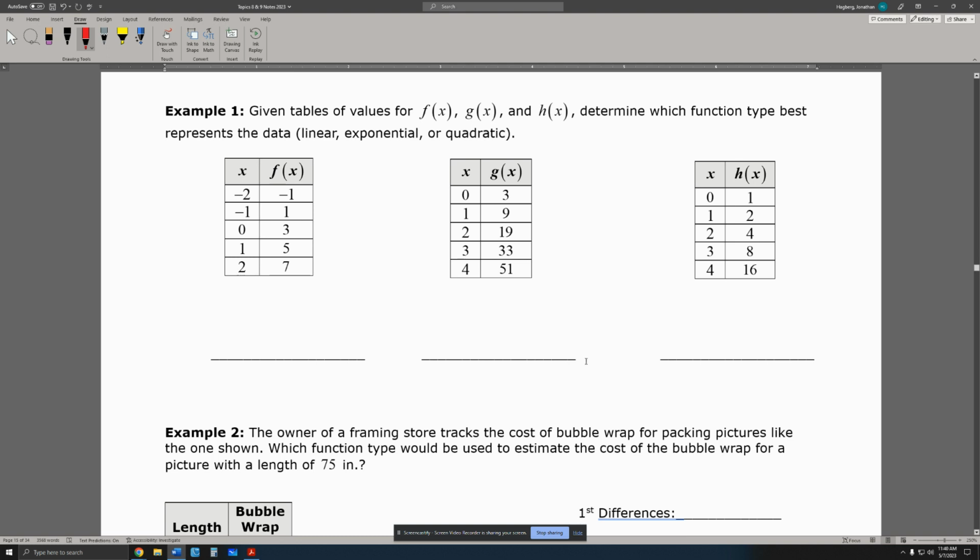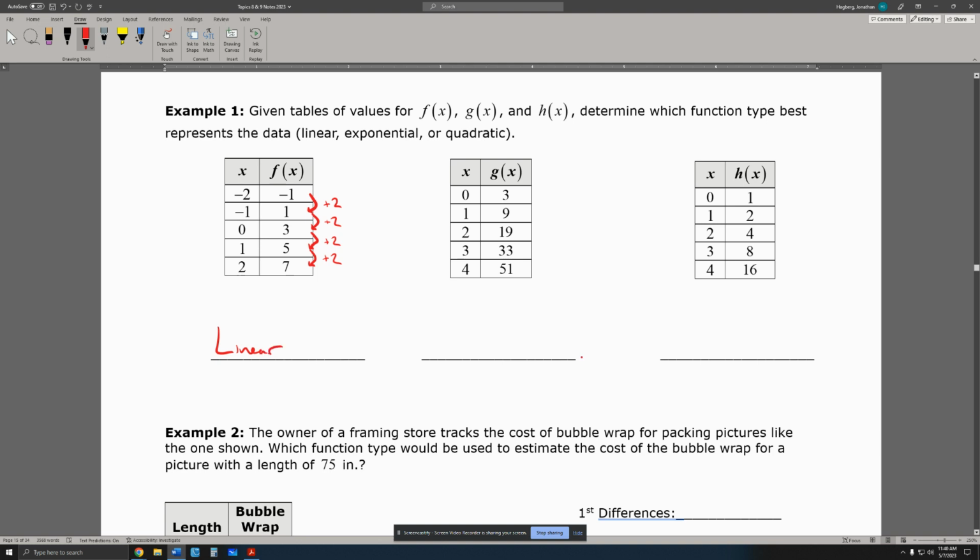In example 1, I'm given three functions, f of x, g of x, and h of x, and we have to determine which function type each of these represent. So starting with f of x, the first thing that I like to look for is the first difference. So I'm looking between successive terms in the f of x values. What is the first difference? To get from -1 to 1, we add 2. To get from 1 to 3, we add 2. And to get from 3 to 5, we add 2. And from 5 to 7, we add 2. And so because all of these first differences are the same, we know that this is a linear function.